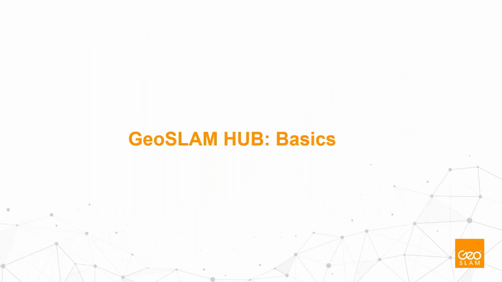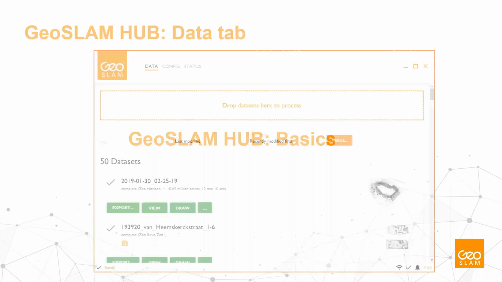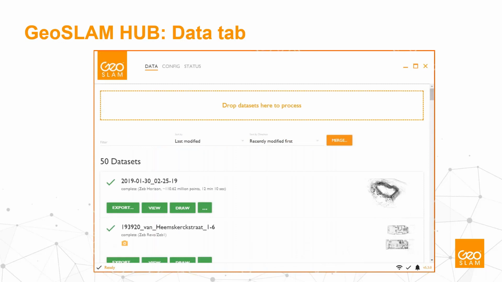So now I'll just cover GeoSLAM Hub, the basics, and this is going to be very simple for those of you that may not have used GeoSLAM Hub heavily before. When you first open GeoSLAM Hub, you are greeted by the data tab. You can see here just in the top left, we've got data selected. This is indicated by it being underlined in orange.